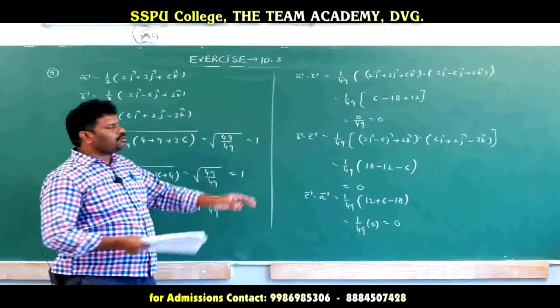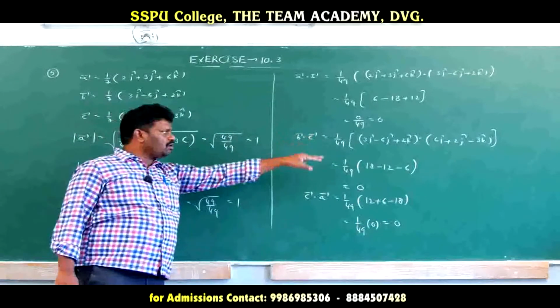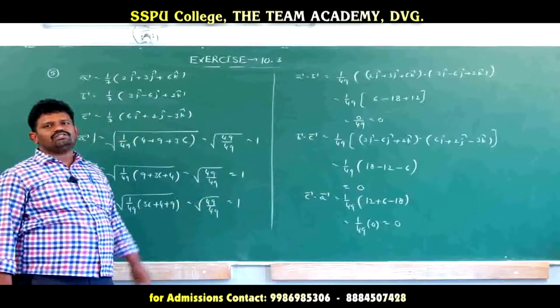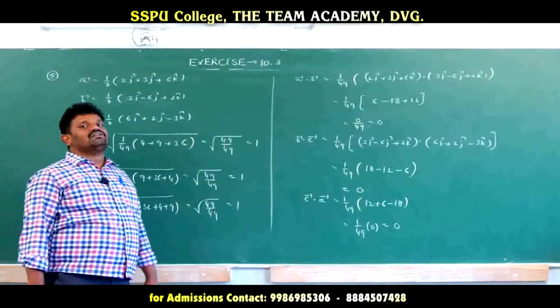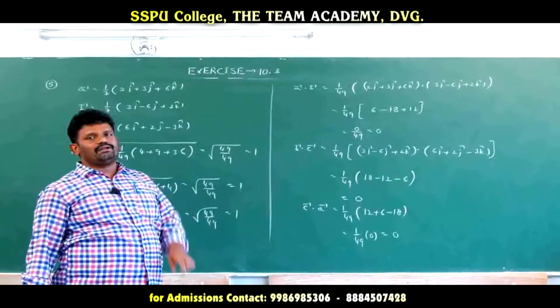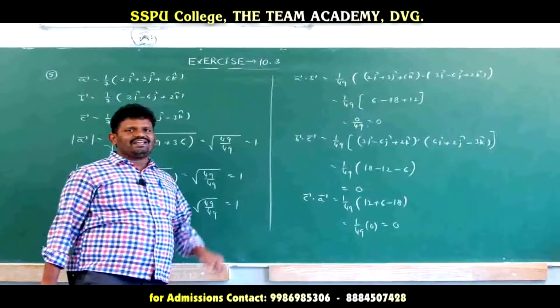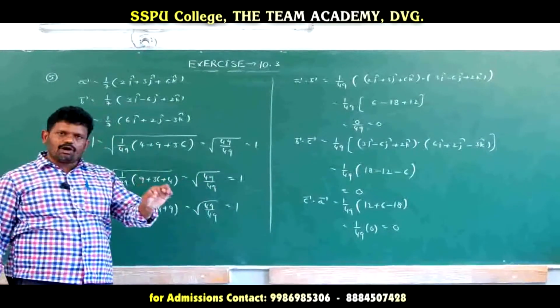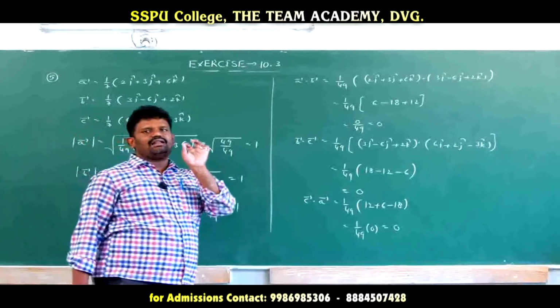Here the dot product a dot b is equal to 0, b dot c is equal to 0, c dot a is equal to 0. So these three vectors are which type of vector? Mutually perpendicular vectors. Therefore a bar, b bar and c bar are mutually perpendicular vectors.